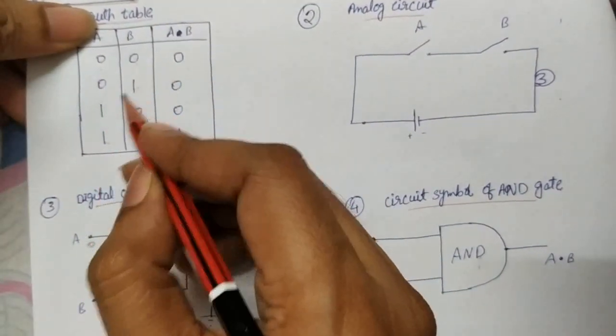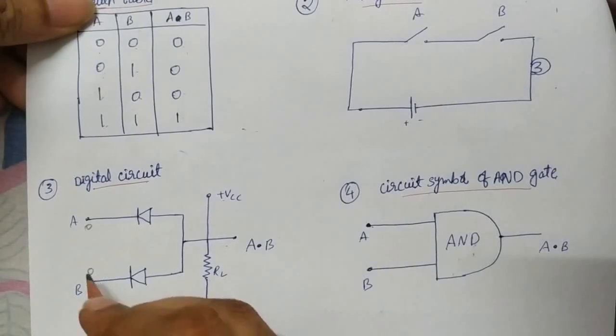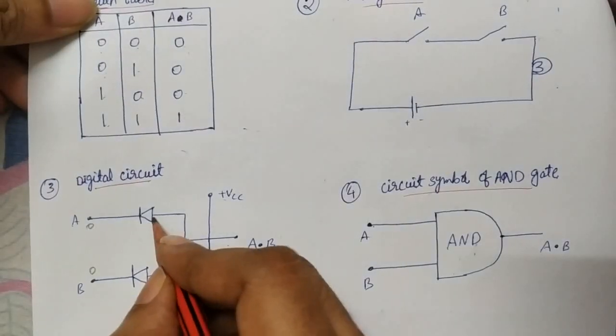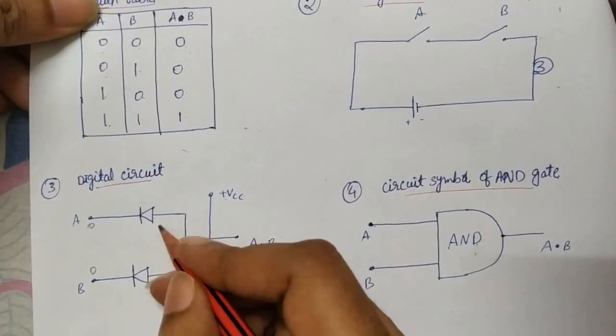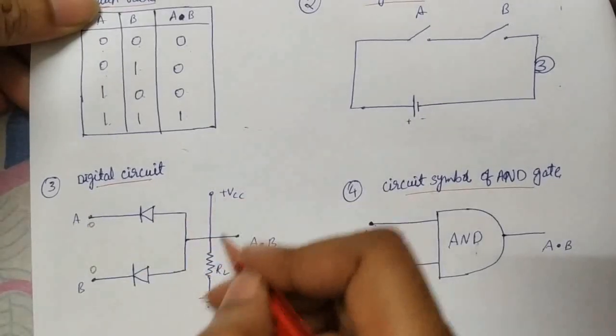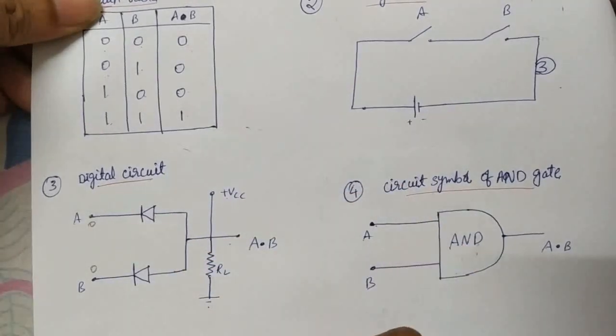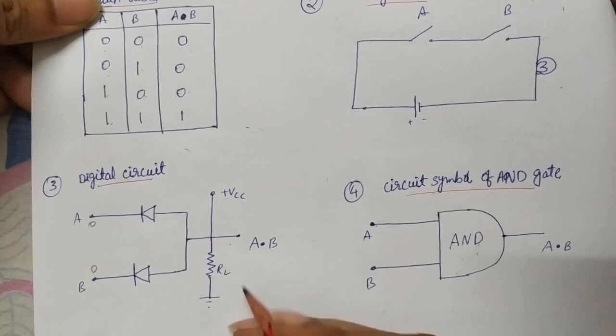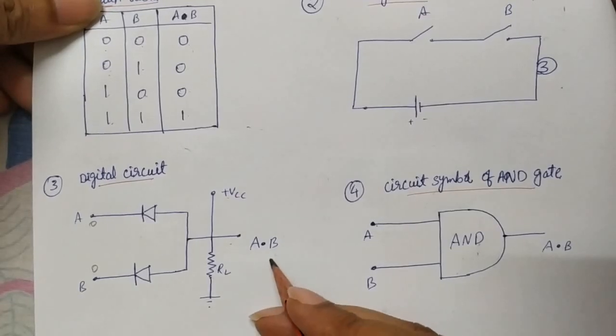Suppose 0 1 or 1 0, what happens? One is reverse bias, the other is forward bias. In these two diodes, at least one is forward bias, then what happens? It becomes a short circuit and no current flows through this. So the output we are getting is 0.